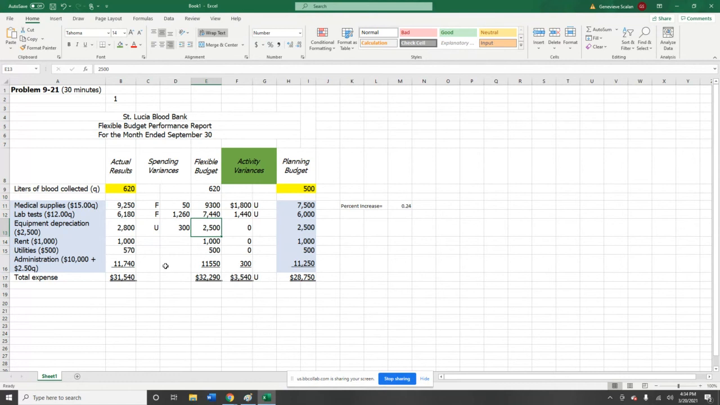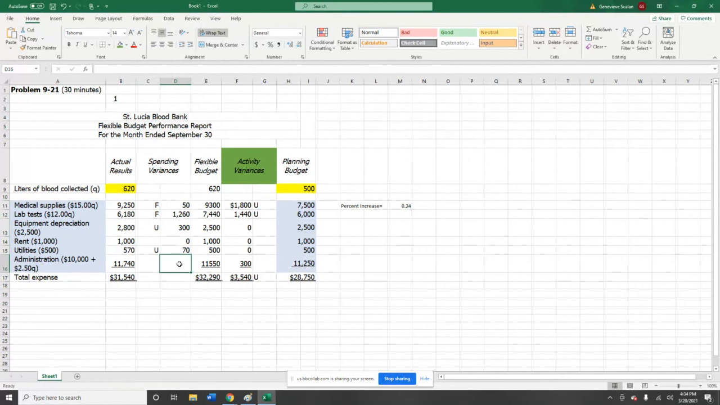Depreciation, you should be able to exactly predict. Maybe they bought a new machine, and they had a new thing to depreciate that they hadn't planned on or something. I don't really know. Anyway, rent, there was no difference. Utilities, there's a $70 unfavorable, right? We spent a little more. When you spend more, it's unfavorable.